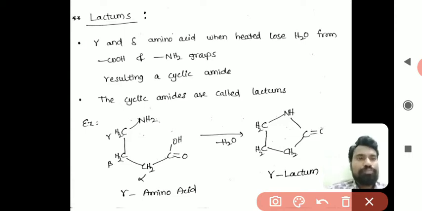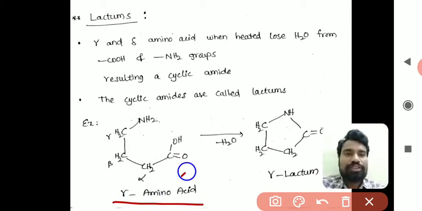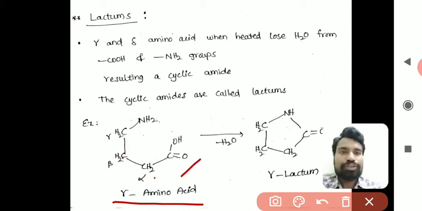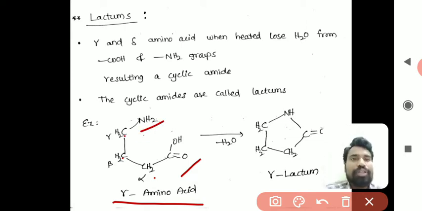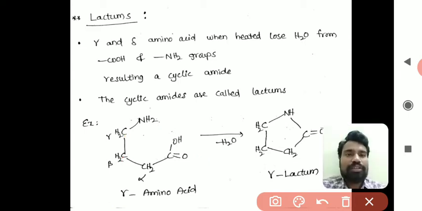Just observe this example. This is a gamma amino acid, right? This is COOH, this is CH2, CH2, CH2, NH2. Here the amino group is attached to the gamma carbon, so that's why this is a gamma amino acid, right? In this case this is the alpha carbon, beta carbon, gamma carbon.